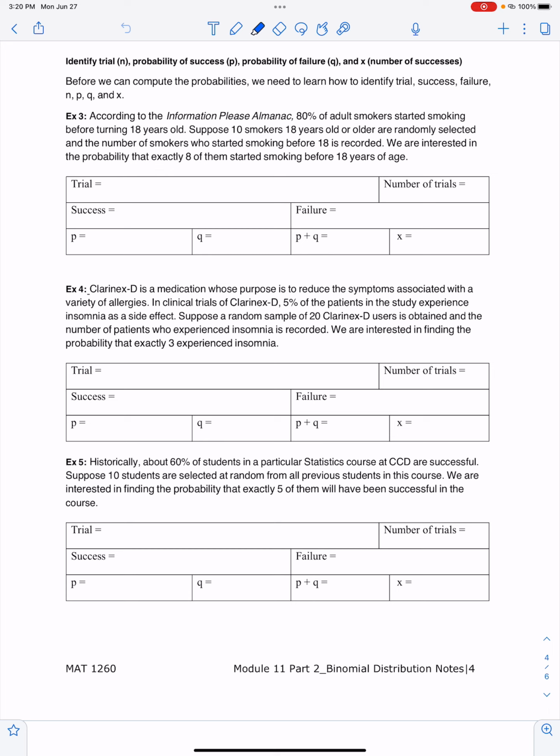So according to the Information Please Almanac, 80% of adult smokers started smoking before turning 18 years old. Suppose 10 smokers 18 years old or older are randomly selected. So this is my first. Suppose 10 smokers. So I have the number of trials is 10. My trial is a smoker.